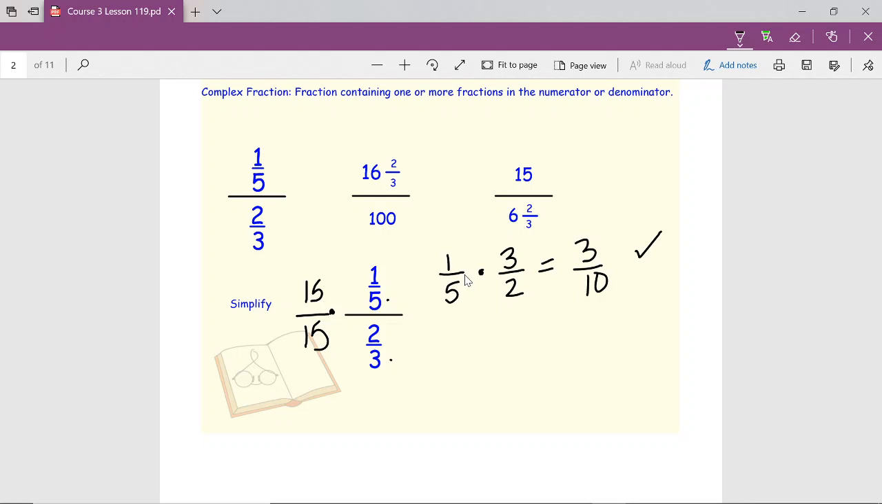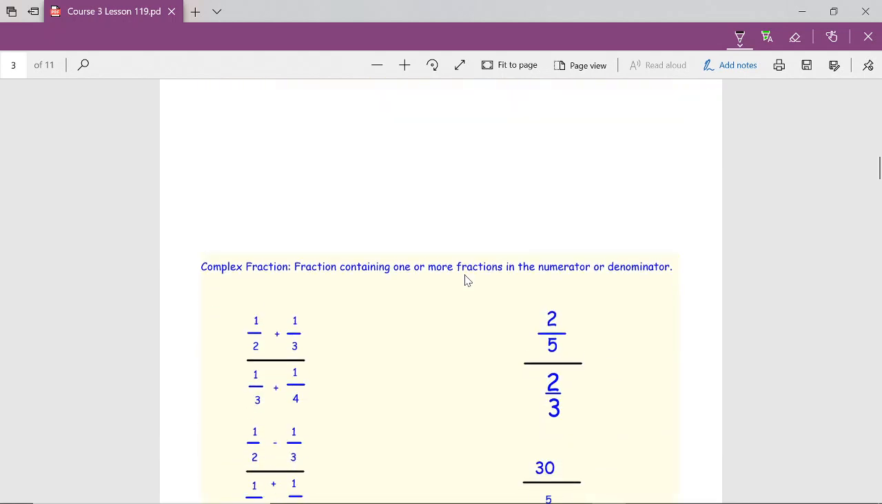Now, if I multiply 15 by 1/5, I would get 15/5, or 3. If I multiply 15 by 2/3, I would get my 10 here. Okay, I would get 30/3, which is 10. And we get the exact same answer as we did up here. So you could do the copy-dot-flip method, or you could multiply by your common denominator on the numerator and denominator.